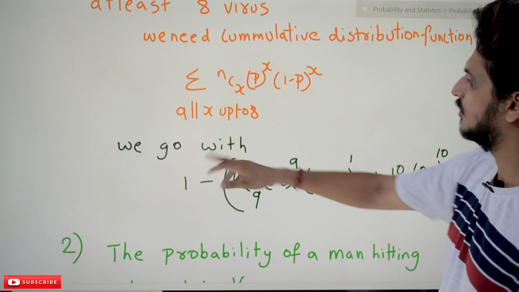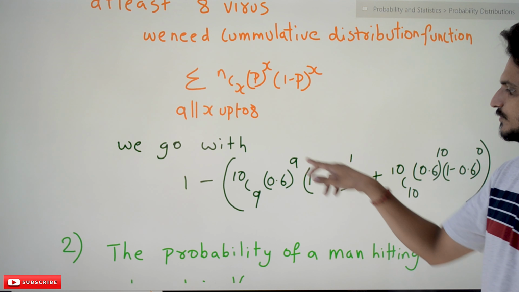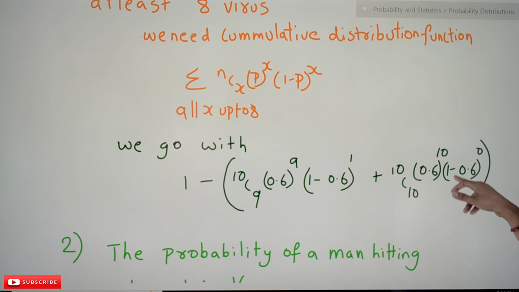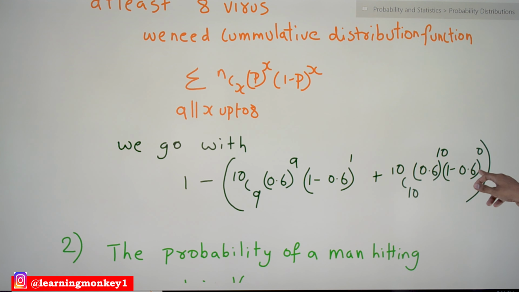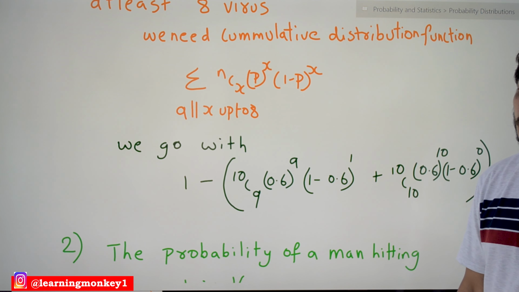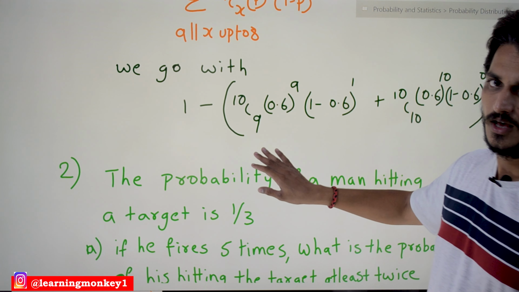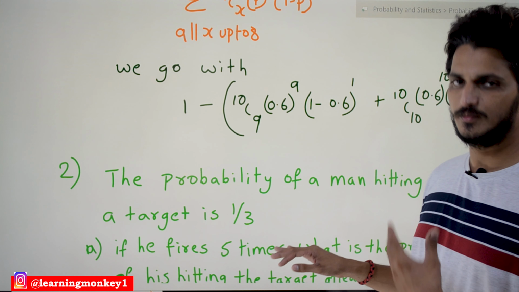1 minus, we go with 1 minus 10C9, 0.6 power 9, 1 minus 0.6 power 1 plus 10C10, 0.6 power 10 multiplied by 1 minus 0.6 means 0.4 power 0. If you calculate, this is the probability value you will get. You do the calculation. We are not doing the calculation here. So you try it on your own for better practice.